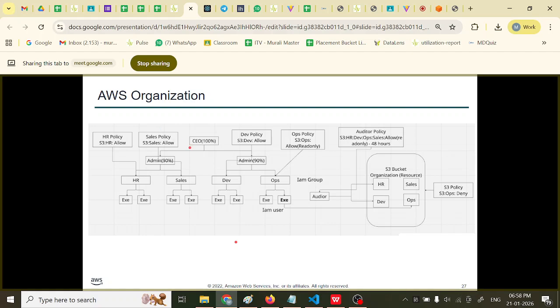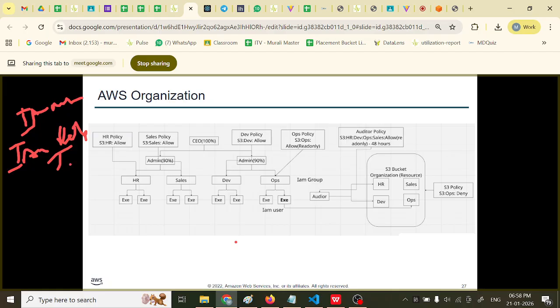And what policies are we attaching? That's called this one, the policies which we attach. Now, apart from this, we have one more policy, that is IAM user. Apart from this, we have one more thing called IAM role.